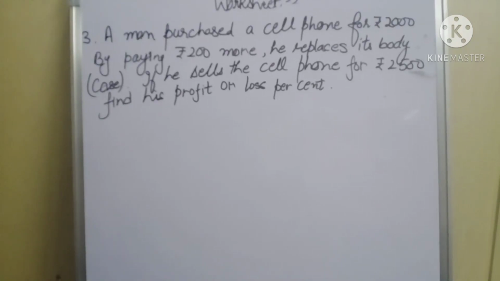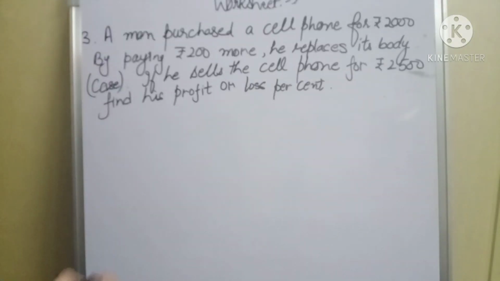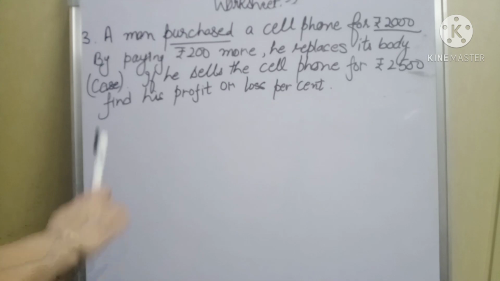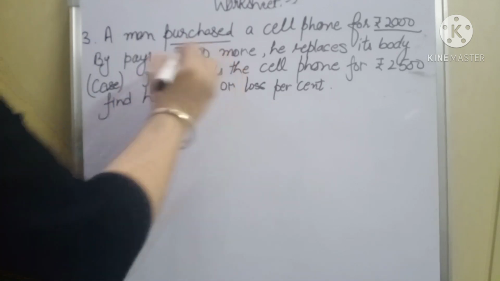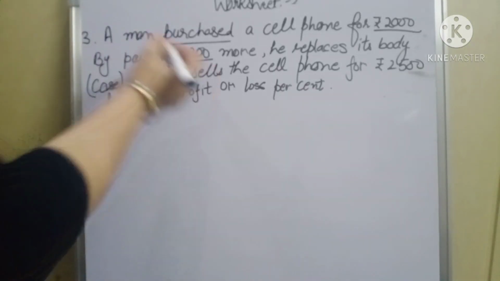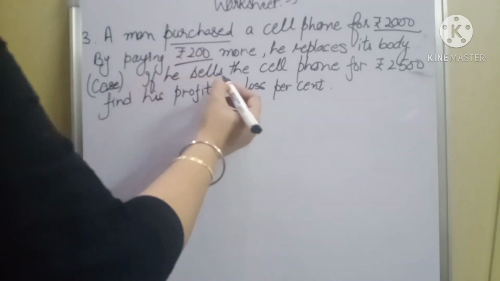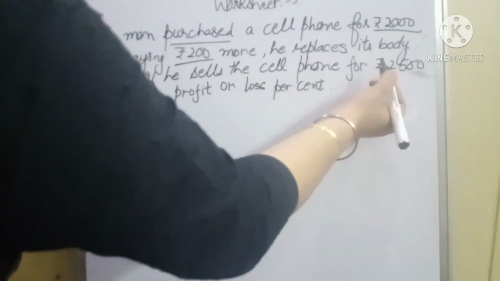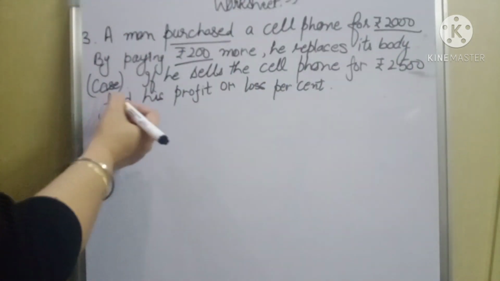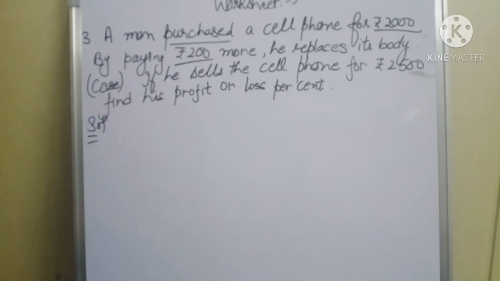Let us start sum number 3. A man purchased a cell phone for rupees 2000. By paying 200 more, he replaced its body. So what is the 200 here? Overhead expenses. If he sells the cell phone for rupees 2500, find his profit or loss. This sum is very simple, so you should just watch carefully.